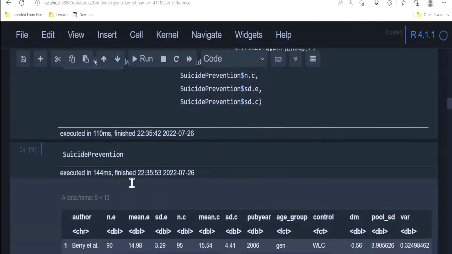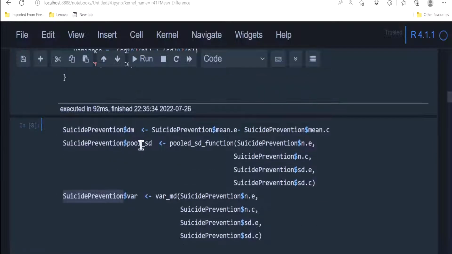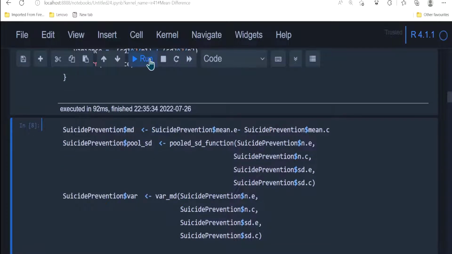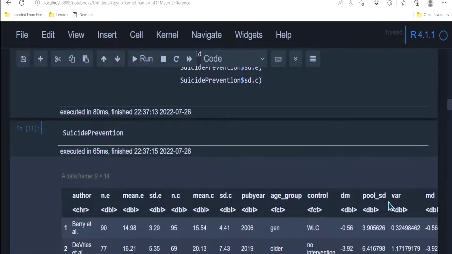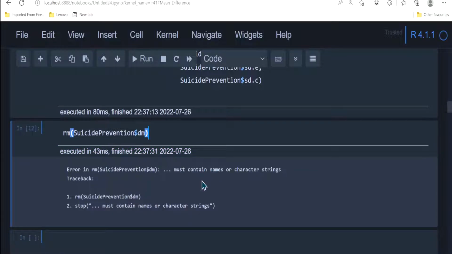The next thing we need to calculate is the weight. We already have the effect size, that means the mean difference. I called it DM instead of MD, because I need to call it mean difference instead of difference means. It's fine, but we just give it a proper name so I can remember. Then I will run it, and now I will have DM. I can remove the other variable if I want, because I don't need it. Okay, it doesn't matter, that's fine. We can just keep it.